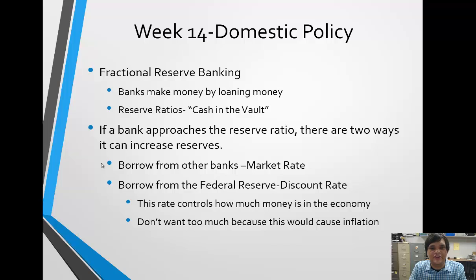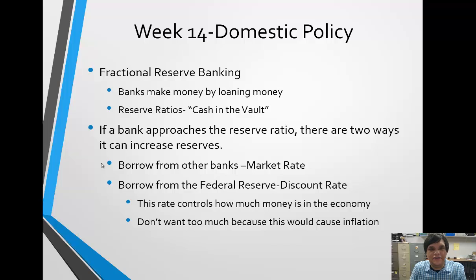And there are two ways to increase that. You can borrow from other banks at the market rate. That's just the rate at which the money is set based on the market value. Now, if there's not a lot of money in the market to borrow from, banks can turn to the Federal Reserve. They can borrow from the Federal Reserve at a discount rate. And this rate controls how much money is in the economy. You don't want too much because this would cause inflation, but you don't want too little because you want people to have confidence in the market itself and in their bank and prevent a run on the banks. So the Federal Reserve is all about this balancing act between having too much money in the system and having too little money in the system.